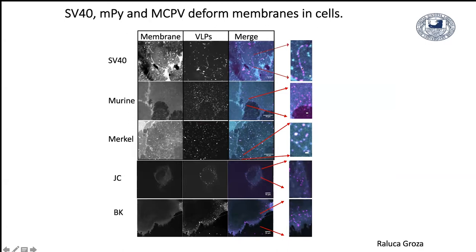And this seems to hold true as well for the murine polyomavirus and maybe even for the Merkel cell virus. But for JC and BK, we are not so sure if these are indeed surface-connected tubules yet. And this is work that has been pushed forward by Raluca Groza, and hopefully in about a year's time or so, she will be able to talk to you more about her project. She asked me not to spill the beans today here.